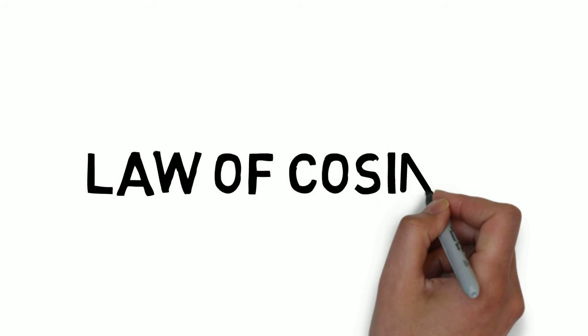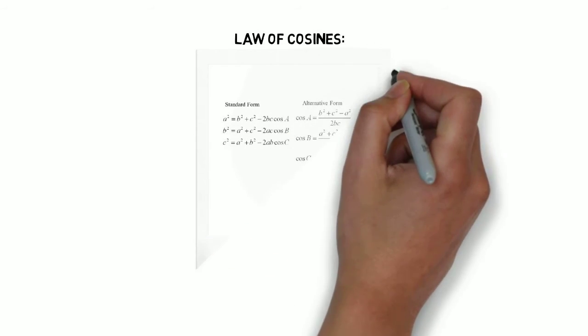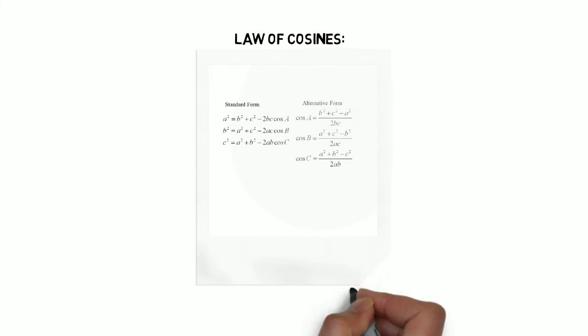So it's pretty simple. The next thing we're going to talk about is the law of cosines. The law of cosines has two parts: the standard form and the alternative form. You can use either form depending on what information you're given in the problem, or which one you're comfortable with. Either one, it doesn't really matter. Those are all very useful formulas to use.